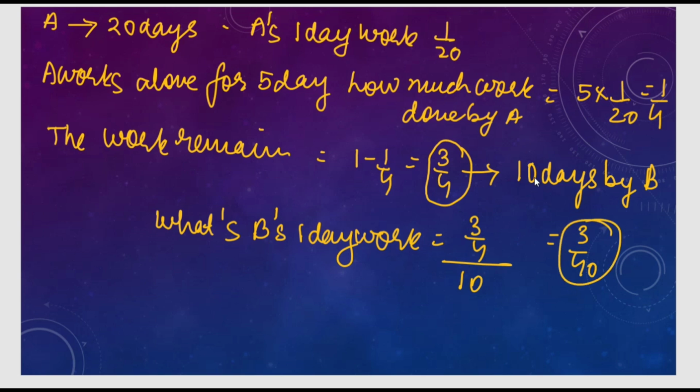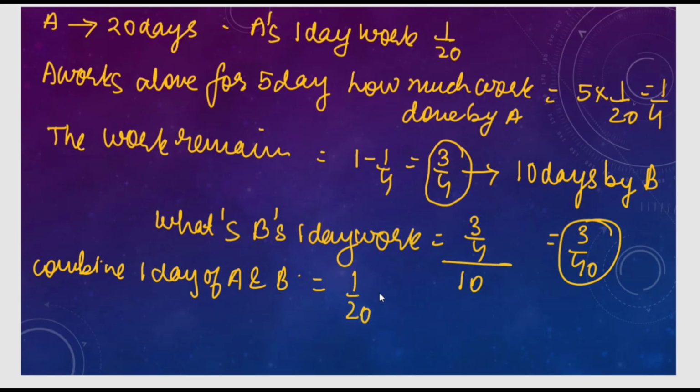Now I have to combine 1 day work of A and 1 day work of B. What will the sum be? 1 day work of A is 1 upon 20, and 1 day work of B is 3 by 40. Tell me what is the answer? 5 by 40. 5 by 40 means 1 by 8.